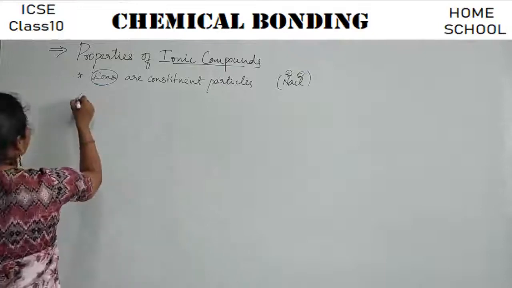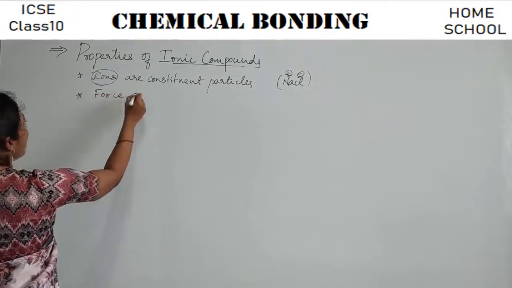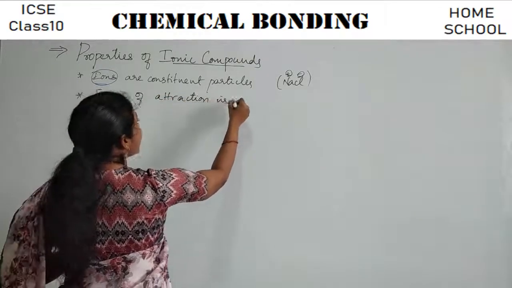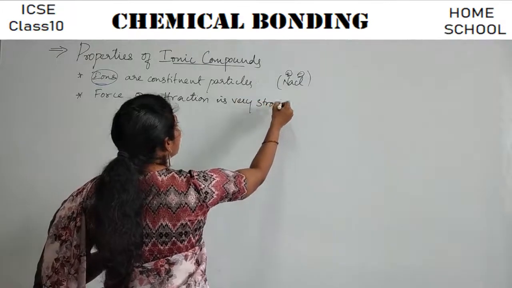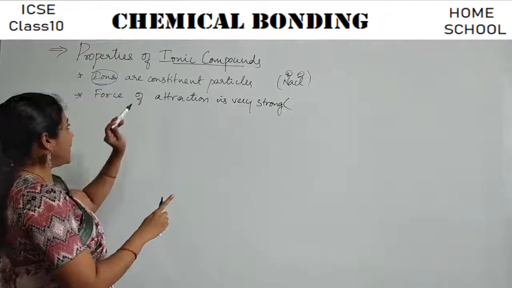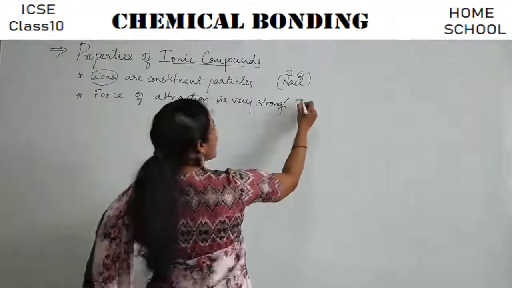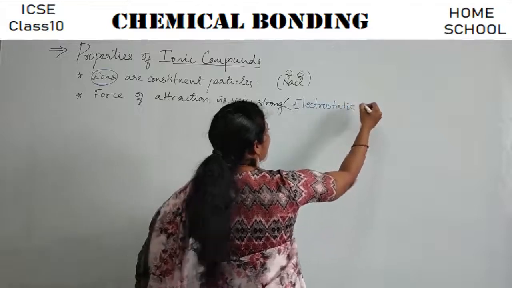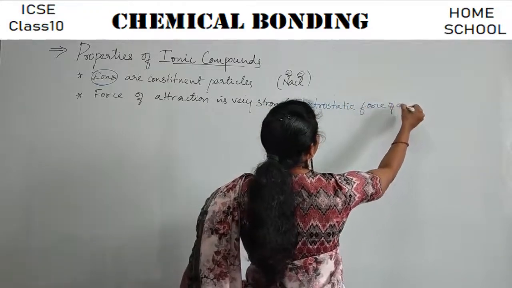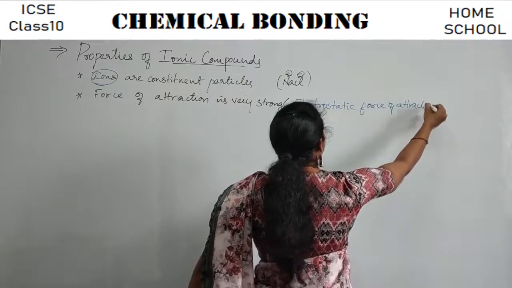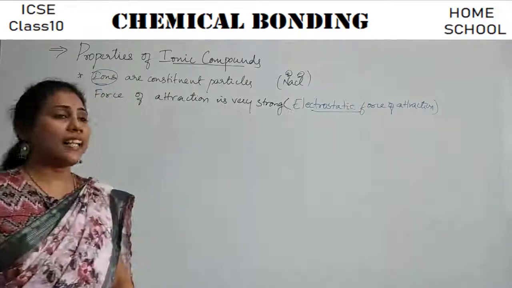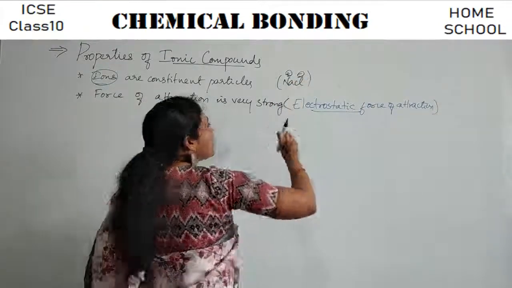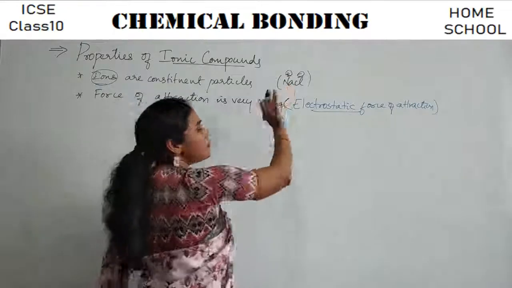And the force of attraction is very strong. So what is this force of attraction? What is the name for this attraction? It is called electrostatic force of attraction. Right? That attractive force between positive and negative is very, very strong. You can't break them so easily.